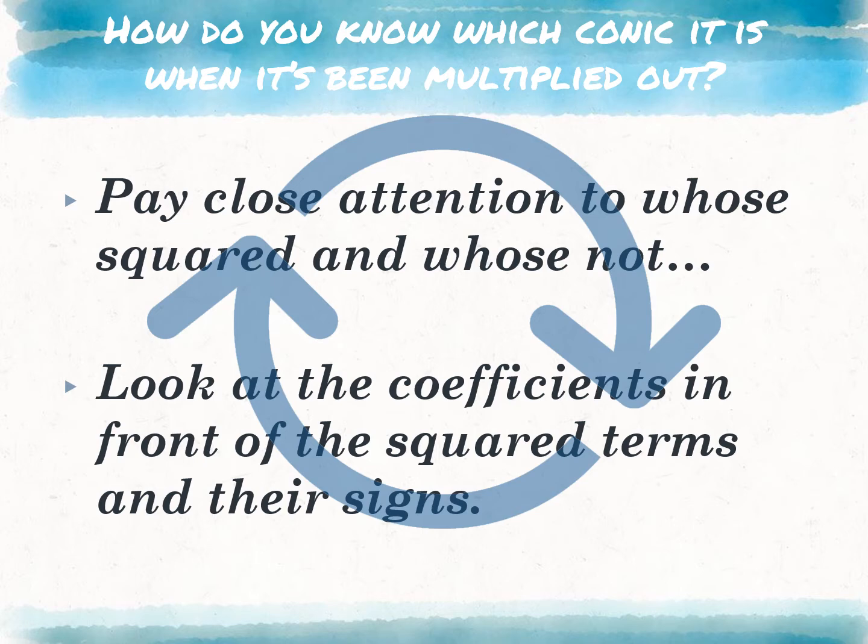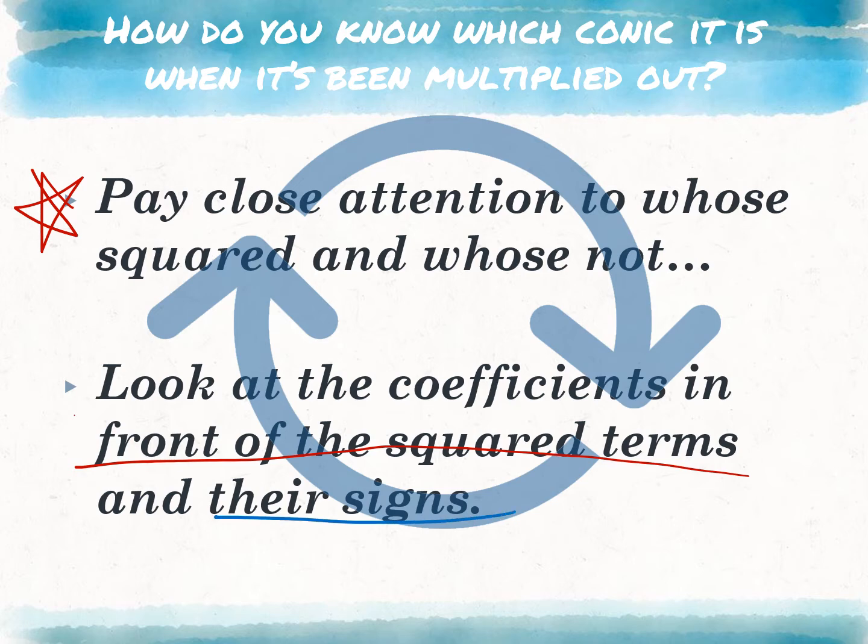Again, how do we know what type of conic it is without doing any work? If we pay attention to what's being squared, if two values are being squared, it's a circle, ellipse, or hyperbola. If one value is squared, it's a parabola. Then we look at the coefficients in front of the squared terms. If the coefficients are the same, it's a circle. If the coefficients are different, it's an ellipse or a hyperbola.